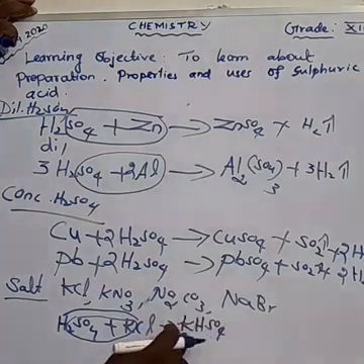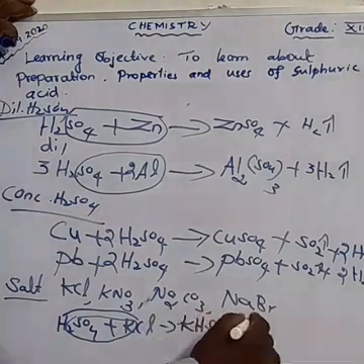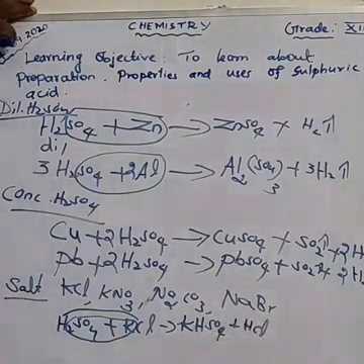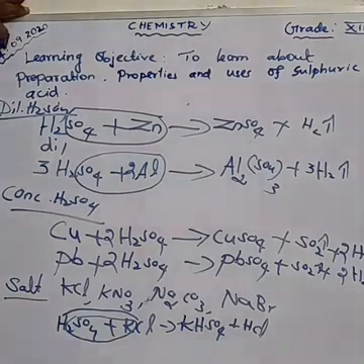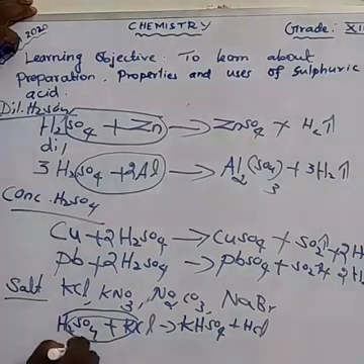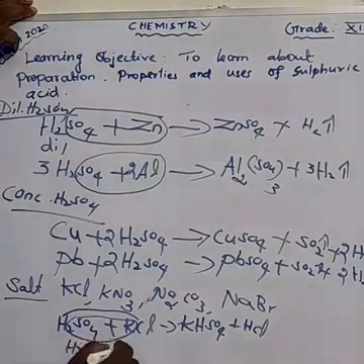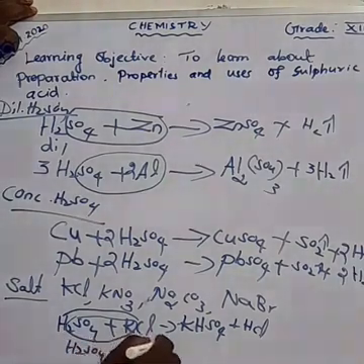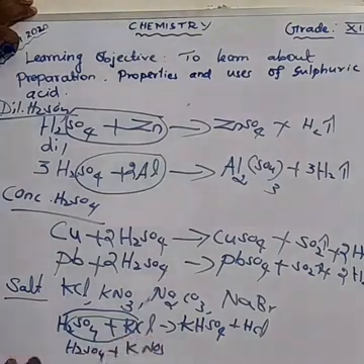KHSO4, potassium bisulfate, plus HCl. Here also one equation is enough. Those who are interested, you may learn the next one. At least one equation is enough. And potassium nitrate, KNO3, reacts with sulfuric acid. So what's the product here?